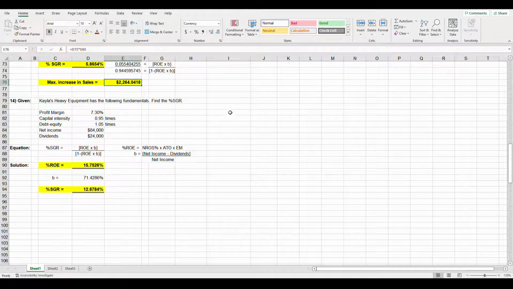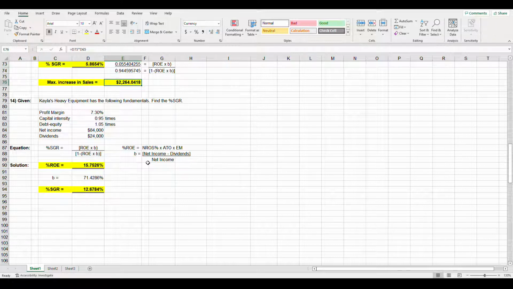Finally, in problem number 14, we're going to look for the SGR again with some different givens. Kayla's Heavy Equipment Company has the following fundamentals. Profit margin of 7.3%, that's your net return on sales. Capital intensity ratio, 0.95 times, that's 1 over asset turnover ratio. Your debt to equity ratio is 1.05 times. That means your equity multiplier would be 2.05 times, or 1 plus debt to equity. Net income is $84,000, and dividends we're going to pay out is $24,000. That means the retained earnings we're going to keep is $60,000.